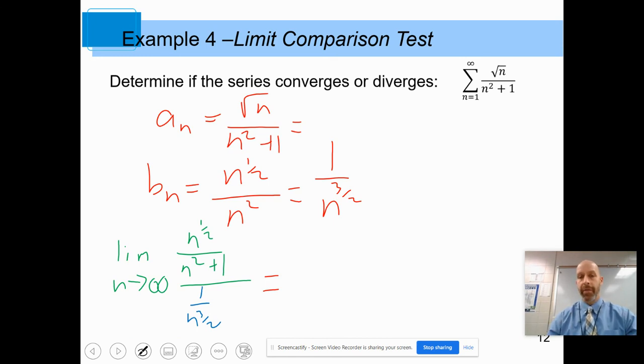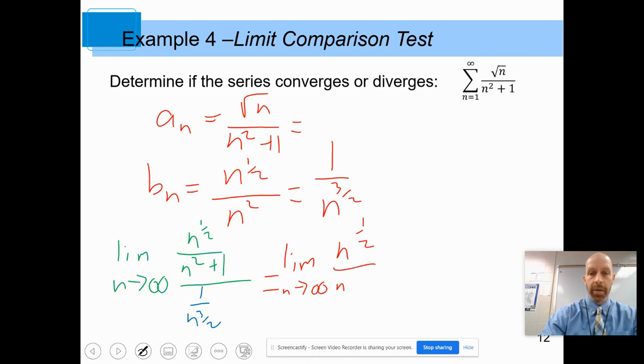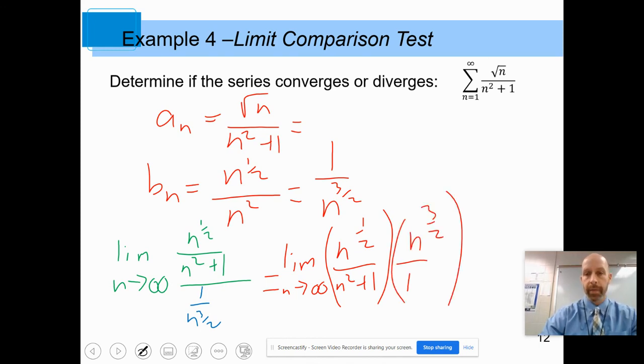So when you divide fractions, you multiply by the reciprocal. So this is going to be the limit as n goes to infinity of n to the 1/2 over n squared plus 1, and then we're going to multiply this by n to the 3/2, essentially, if you will. And now what we're going to try to do is figure out what that limit's going to be.